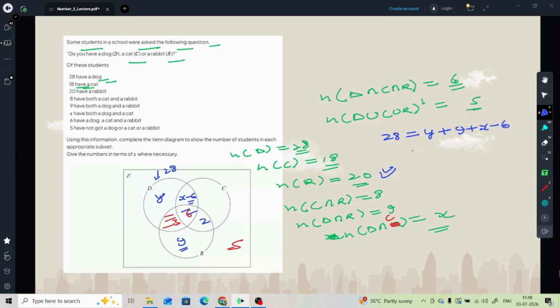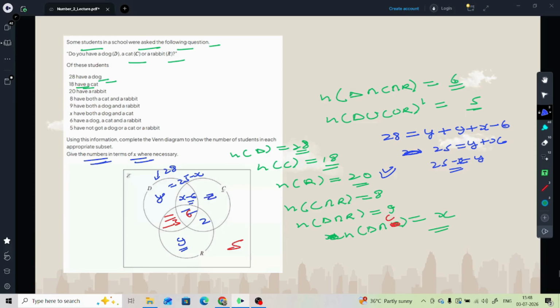So what will that be ultimately? That will be 28 minus 9, that is 19, 19 plus 6, 25. 25 equals y plus x, or y can be written as 25 minus x. Yes or no? We mention it like 25 minus x, because everything should be in terms of this only. We don't have any other choice because we are not given A union B or something like that, in this D union C union R, so we can't do anything. We have to write in terms of x only. Give the numbers in terms of x whenever necessary.